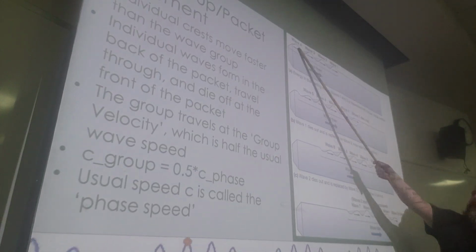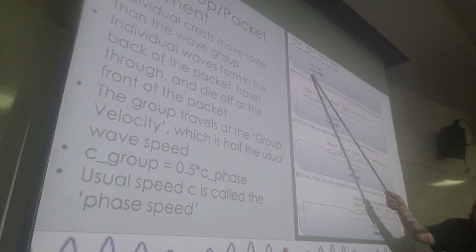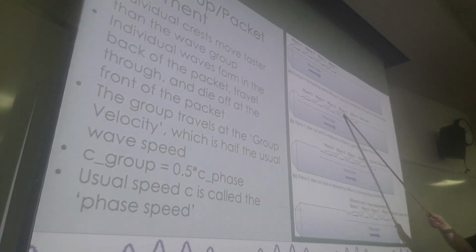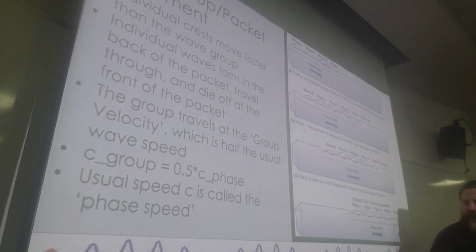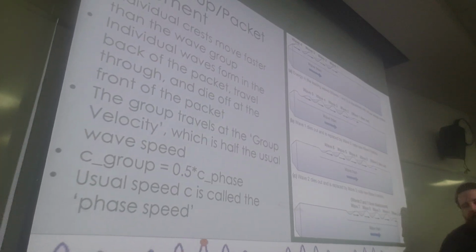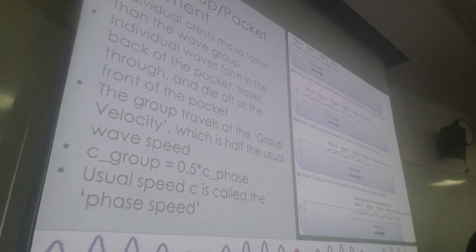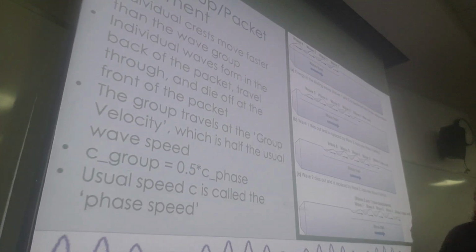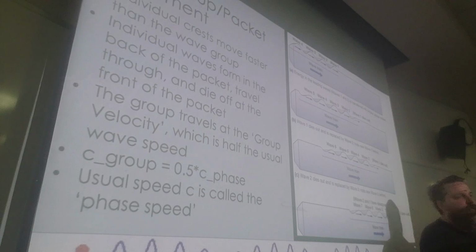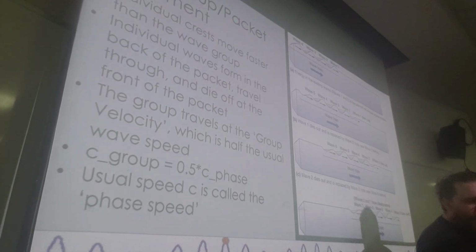So the crests start at the back, and then as the group propagates to the right, the waves actually make their way up through the group. They start at the back, they go to the front, and then they kind of dissipate. And so the waves travel in this sort of weird envelope. You can spend a lot of time thinking about this, but basically there's two speeds. There's the speed of the crest and the speed of the groups, and the speed of the crest is twice the group speed. So there's two speeds, phase speed and then group speed.